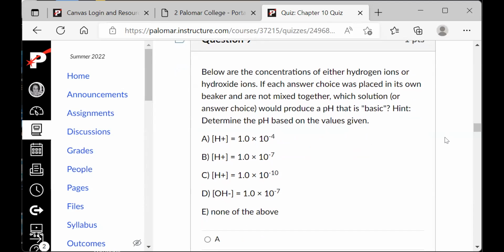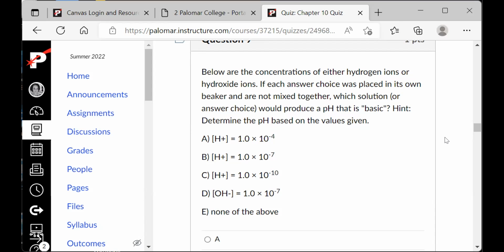For you guys that are wondering how do you know how to do this calculation, I'm not even using my calculator. Because I explained in class that if your coefficient is 1.0 or 1.00, your exponent as a positive value is your pH. So the pH of the first one is 4, the pH of the second one is 7, the pH of the last one is 10.